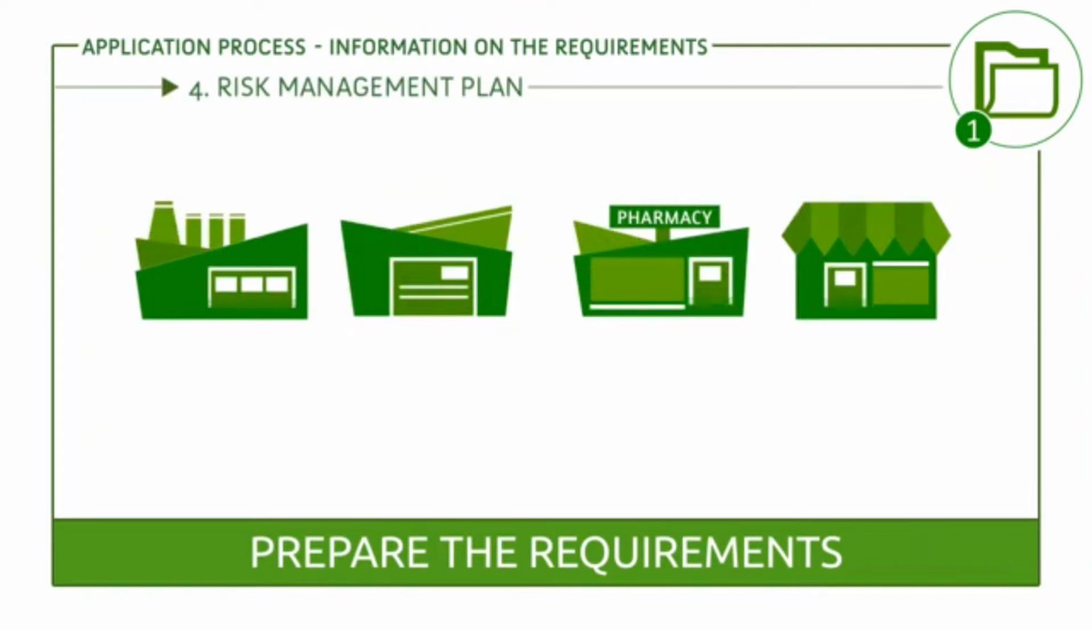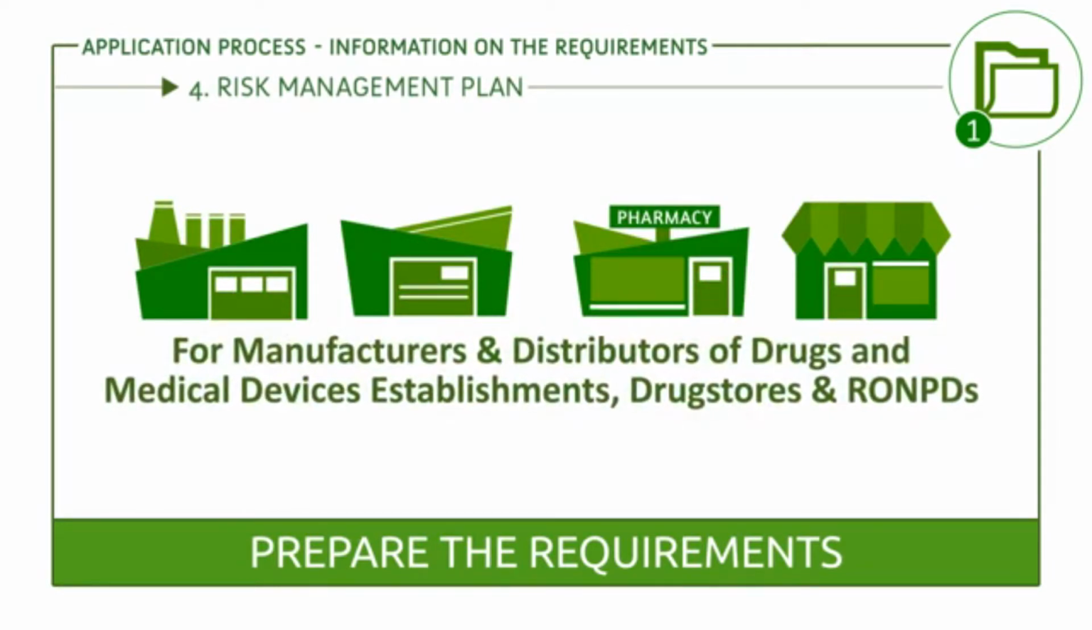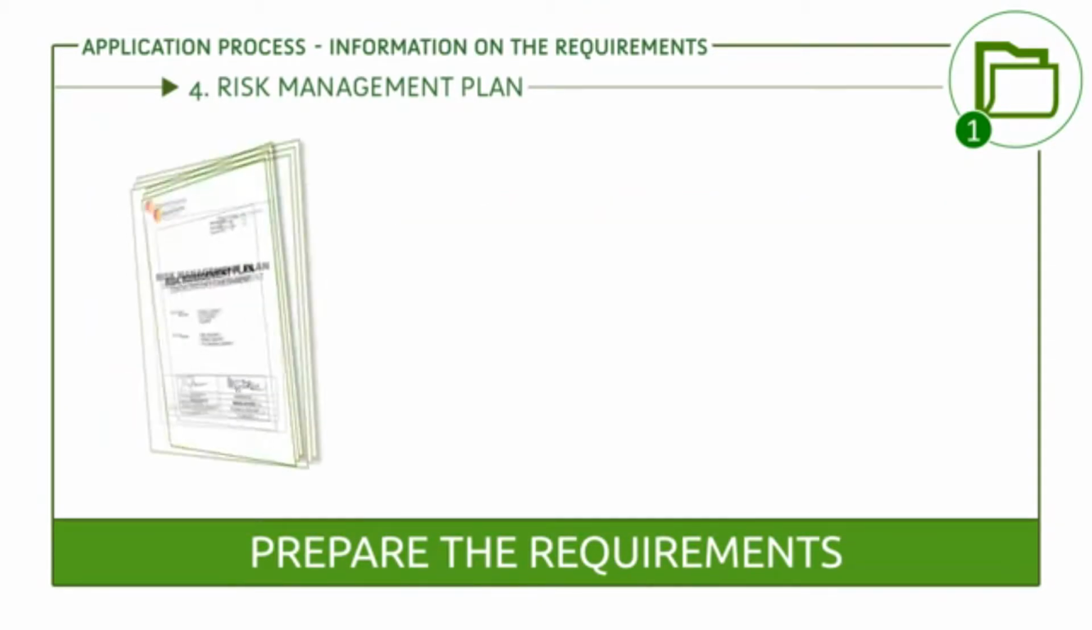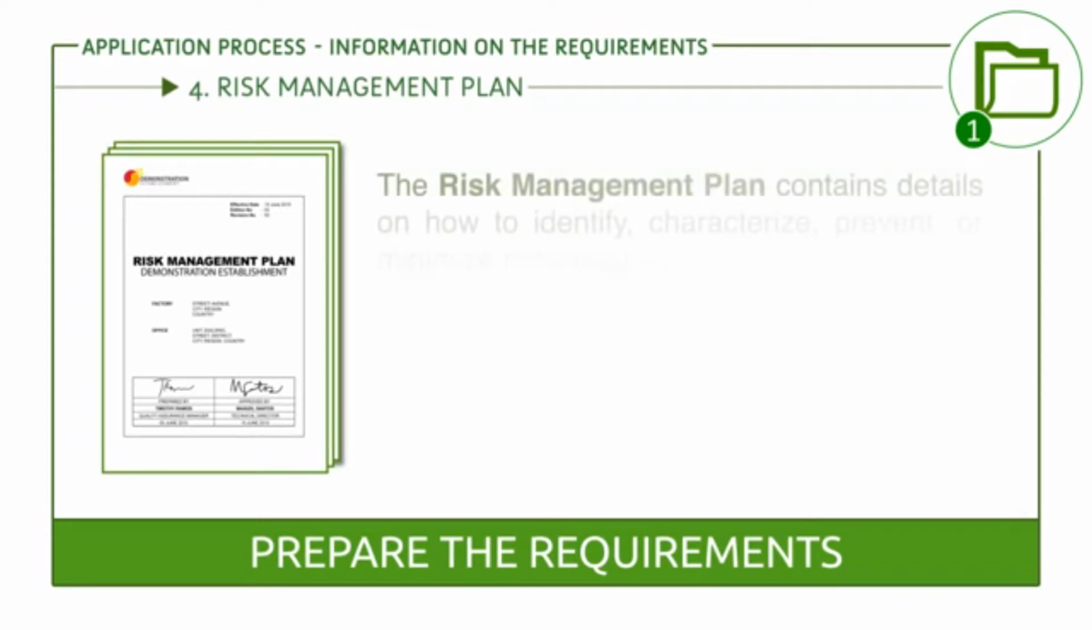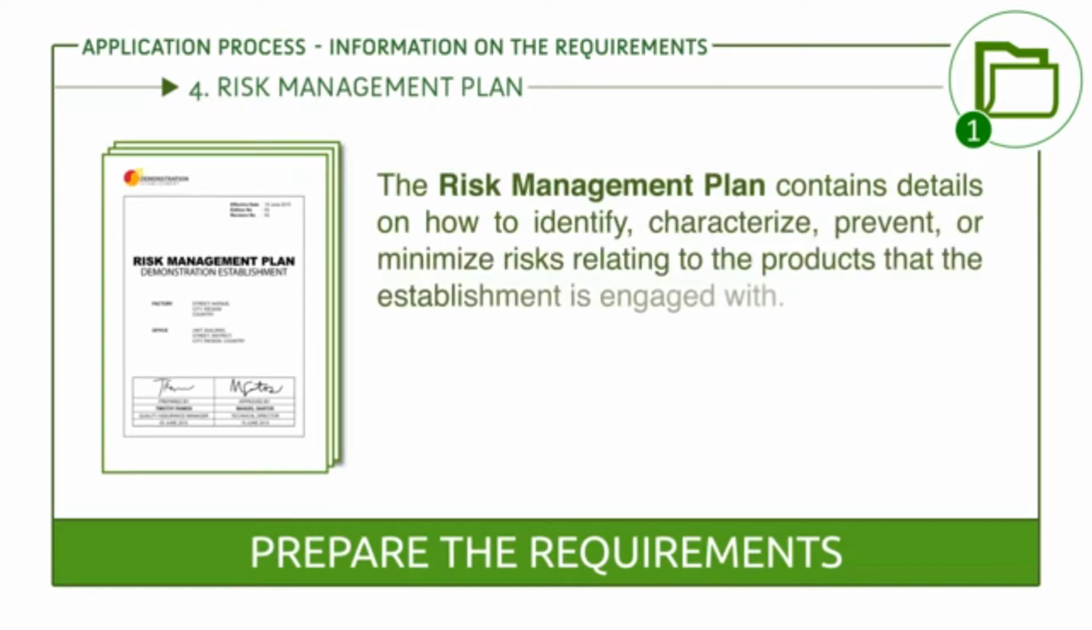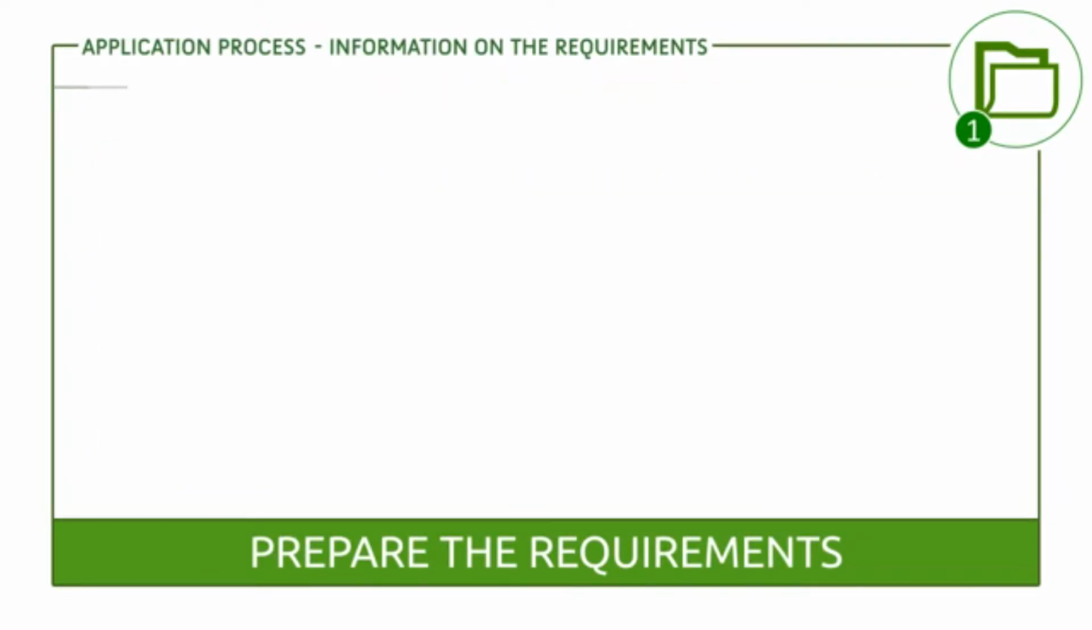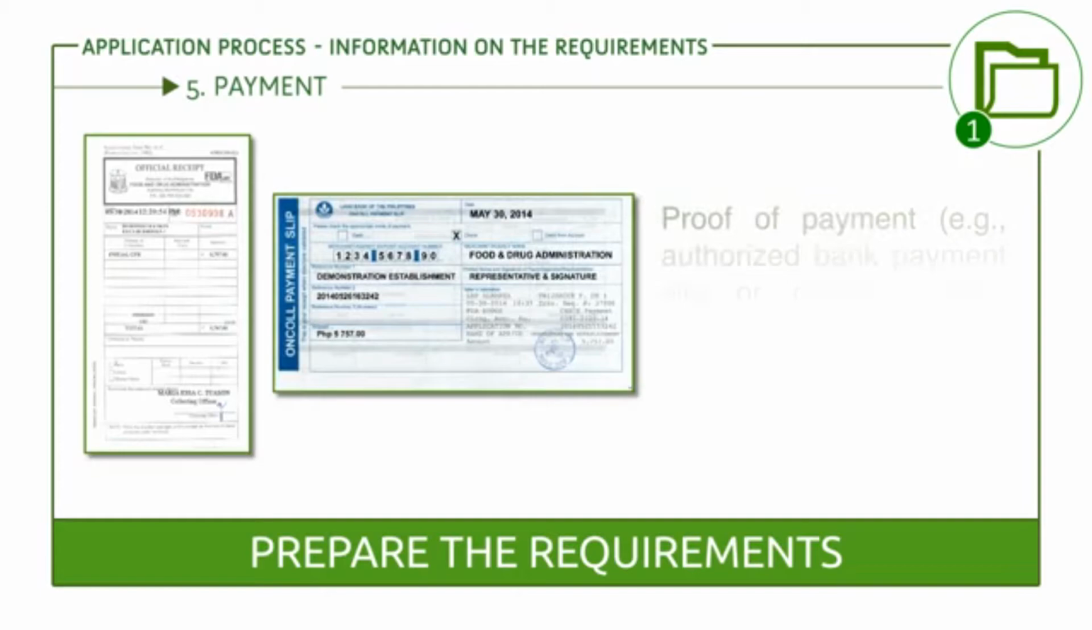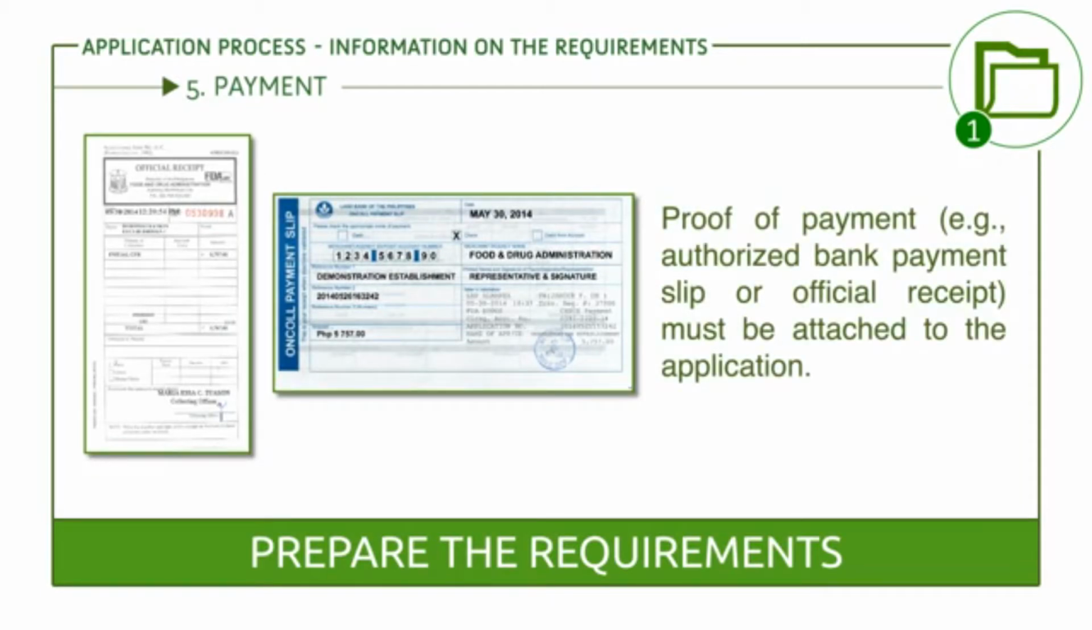Risk management plan for manufacturers and distributors of drugs and medical devices establishments, drugstores, and RONPDs. The risk management plan contains details on how to identify, characterize, prevent, or minimize risks relating to the products that the establishment is engaged with. Payment. Proof of payment, for example, authorized bank payment slip or official receipt, must be attached to the application.